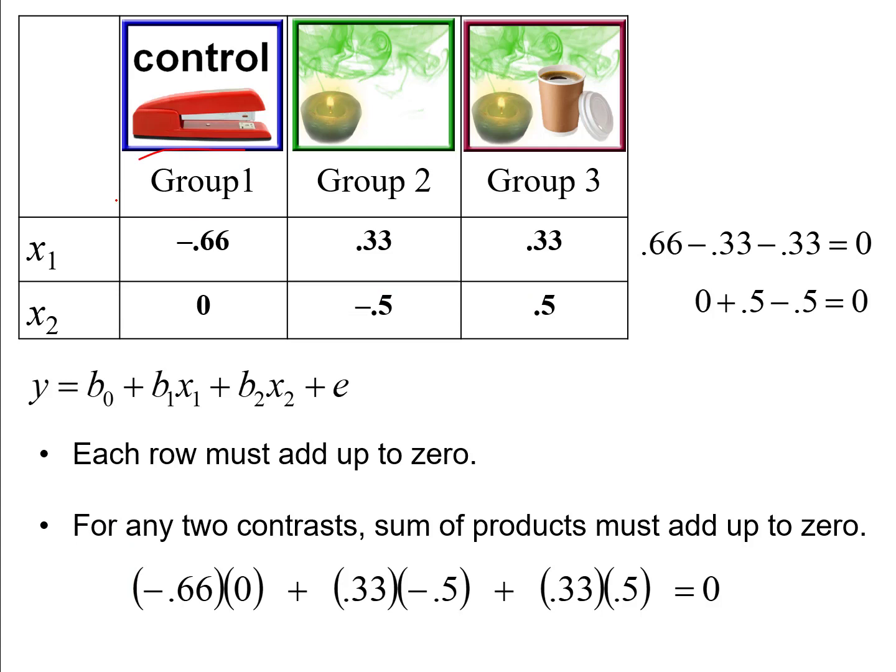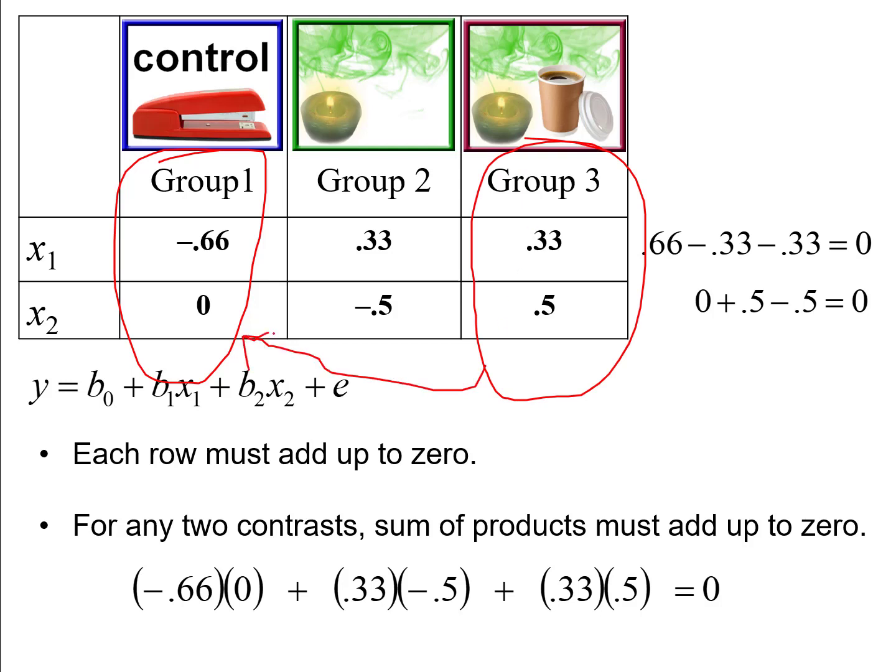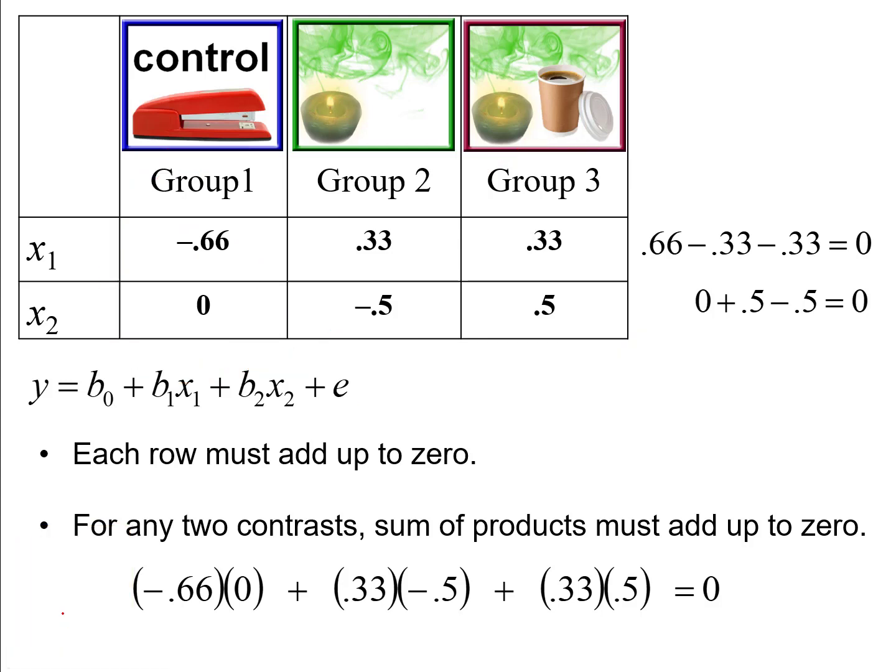We could say group 1 gets the negative 0.66 and 0, and group 3 gets a positive 0.33, positive 0.5. We could switch these two around so that group 1 gets the 0.33 and 0.5, and group 3 gets the negative 0.66 and 0. We could switch those columns around. So there's a few ways we could change things around, but we're fairly limited. We don't have a whole lot of options of ways that we could rearrange these numbers and still satisfy this rule that for any two contrasts, the sum of the products must add up to 0.